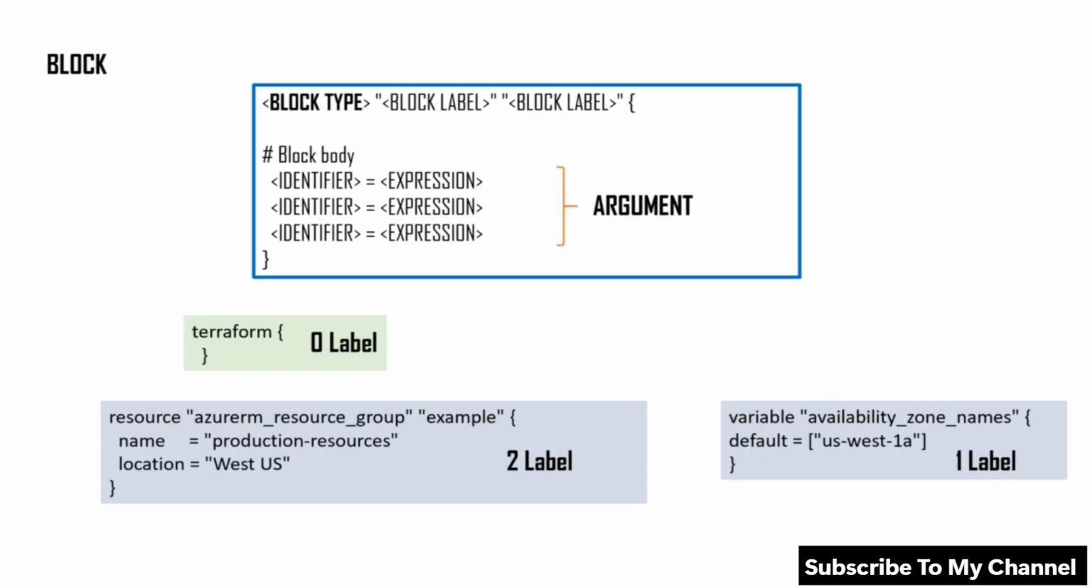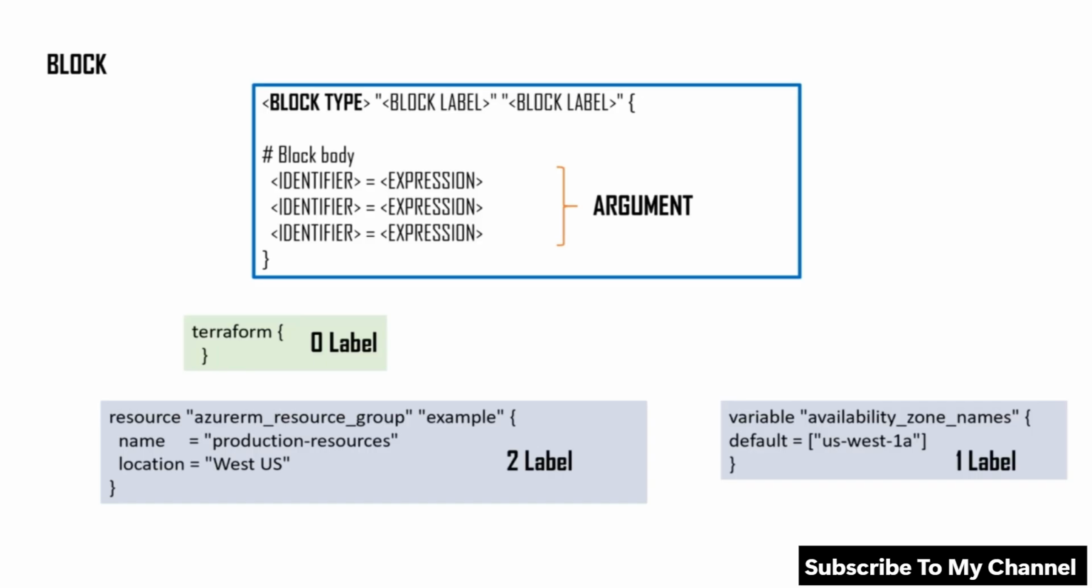Now let's talk about the block. A block is of the following syntax. It consists of a block type and a list of block labels. Based on what kind of block type it is, there will be a corresponding set of block labels. And then it is followed by curly braces, and within that are a set of arguments. These are the same arguments that we talked about in our previous slide.